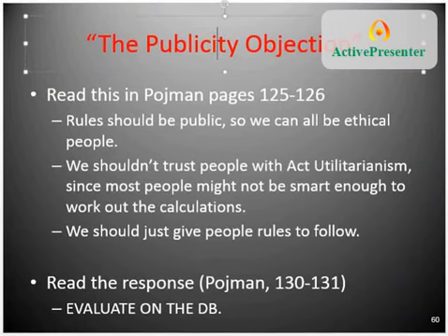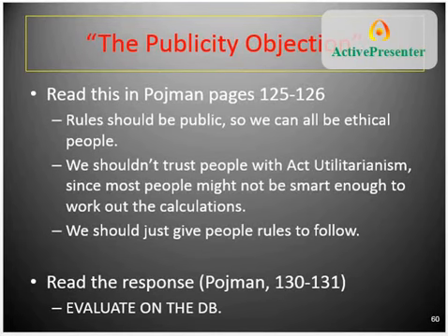All right, publicity objection. You guys can read that. It's pages 125, 126. Basically, morality should be public. Rules should be public, so we can all be ethical people. But wait a minute, we shouldn't trust people with utilitarianism. Either they're going to be too dumb to make the calculations, or what have you. So let's just give people generic deontological rules to follow, and morality in the public would be easier.